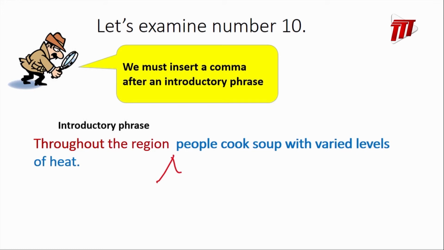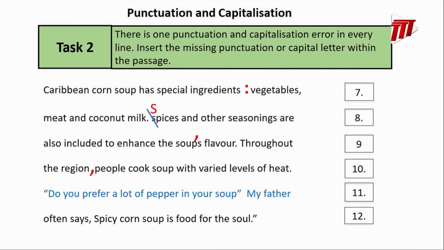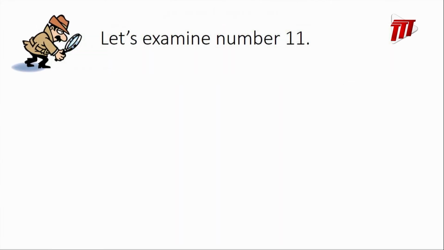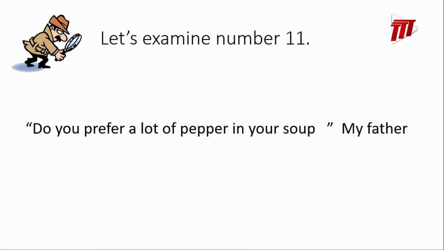So we put our comma there and we are pausing while we are reading, so we know a comma is missing there, either a pause mark, either a comma or a colon, and you know where the colon is going for sure. So you know this has to be a comma. So you insert your comma and put it in your paragraph. Make sure and put throughout the region, comma, people cook soup with varied levels of heat. Let's look at the next line.